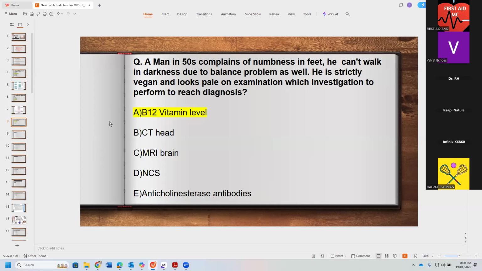Is myasthenia more common in males or females? It's more common in females, but if you look at the randomized controlled trial that was done in, I think, 2021, it says equal incidence in females and males.